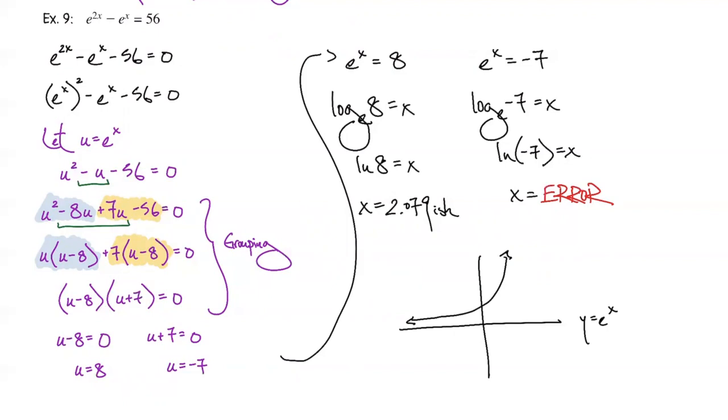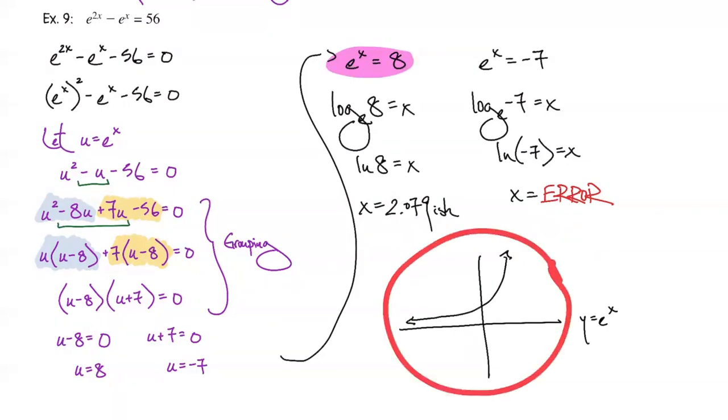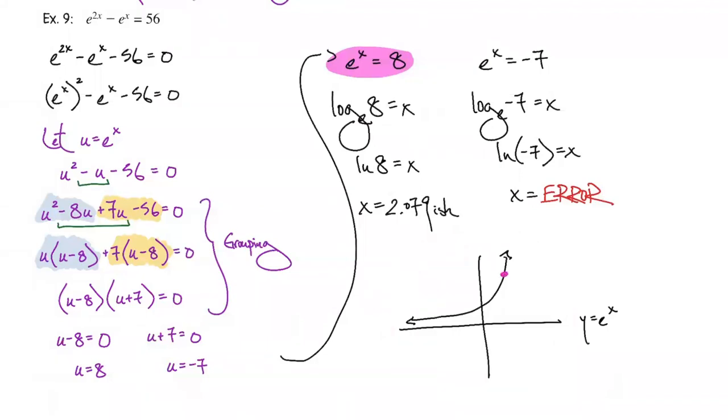All right, so let's look at this. e to the x equals 8. Can you show me on this graph where the y value of this function is 8? And I bet we would get a point somewhere maybe around here. If this is 8, then the x value is the natural log of 8. Right?